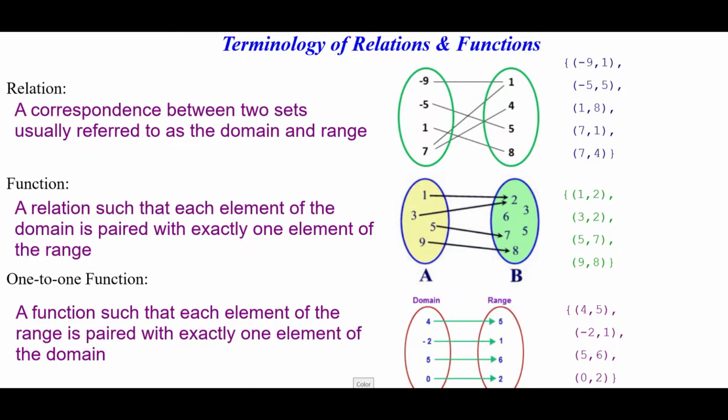More specifically than a relation, a function is a relation in which each element of the domain is paired with exactly one element of the range. So you can see in the mapping here we have 1 going to 2, 3 going to 2. They can go to the same number, you just can't have two arrows coming out from any given number in the first set. If you look at the ordered pairs, if you look just at the x values, you just need to check and make sure there's no repetition.